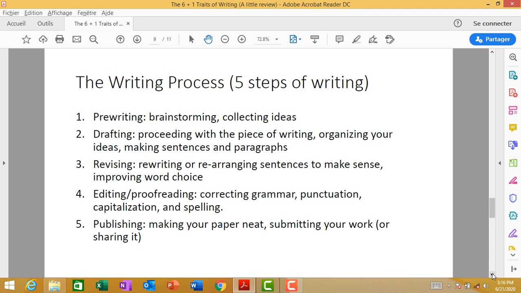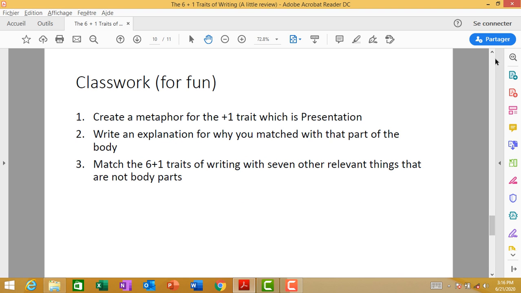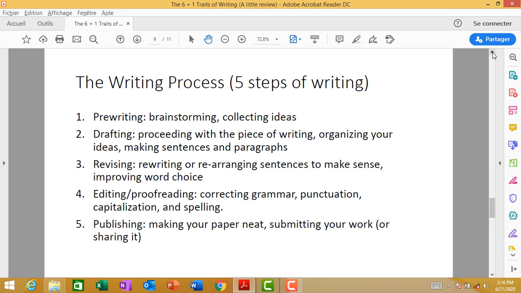Now let's move on to the writing process. You already know what it is. The writing process is the five steps you go through in your writing. So it's pre-writing, what we call brainstorming, the phase when you're collecting your ideas. And then the second step is the drafting phase, when you proceed with the piece of writing, organizing your ideas, linking them together, making sentences and paragraphs.